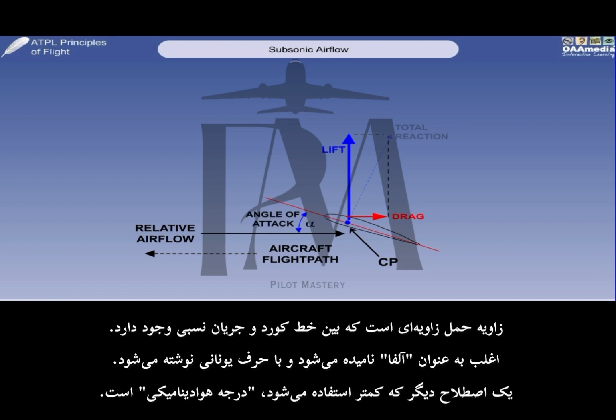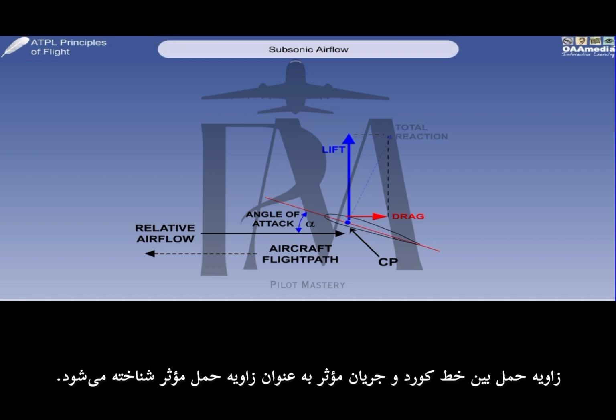Angle of attack is the angle between the chord line and the relative airflow. It is often referred to as alpha, written as the Greek letter. An alternative but less used term is aerodynamic incidence. The angle of attack between the chord line and the effective airflow is referred to as the effective angle of attack.